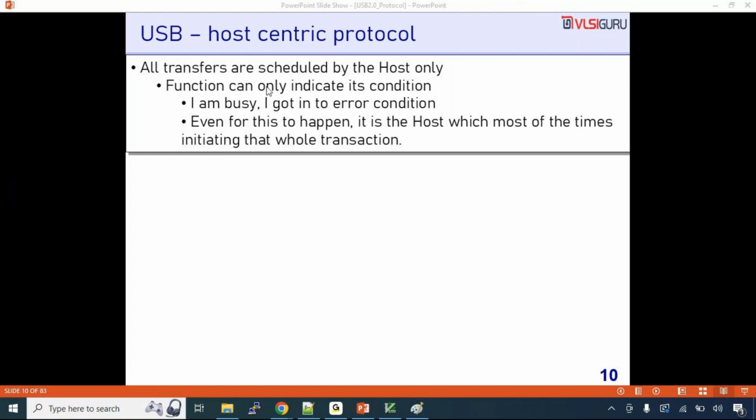The function, meaning the device, can only indicate its condition. It can say that I am busy right now, I cannot respond back to you, or it can say that I got into some error condition. It can tell its condition, but devices cannot initiate any of the transfers. They can only respond back to the request. My host will send the information, my device will respond back. Even to say that I'm busy, or that I'm in an error condition, the host has to ask what your condition is. The host has to initiate that also. That is why USB is a host centric protocol.